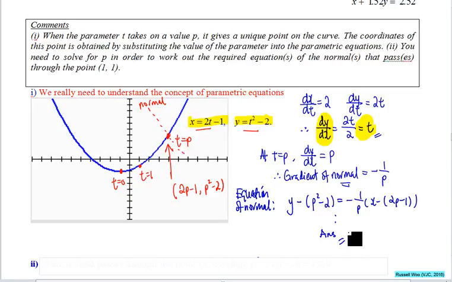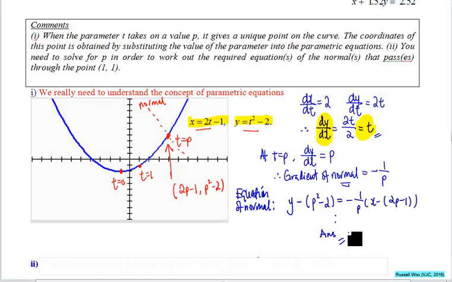Yes? Sorry? Yes, of course you can. It's a little bit longer. The question is, can you use y equals mx plus c? Yes, you can. That means you say that m is minus 1 over p, and c is something that you don't know. Then you subsequently substitute this pair inside. It's actually the same method. There's no problem.